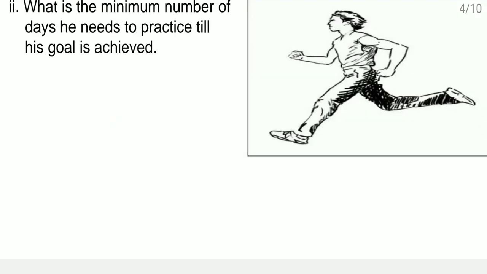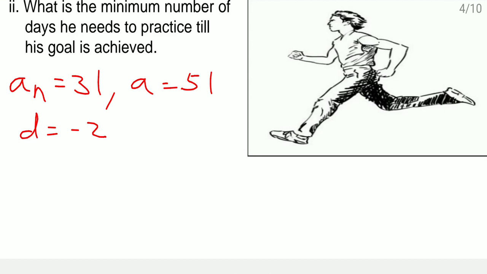Come to the second question. What is the minimum number of days he needs to practice till his goal is achieved? What is his goal? He wants to cover that distance in 31 seconds. That means the nth term is 31 seconds. Now we know the first term, which is 51 seconds. We know the common difference, which is minus 2. Remember, this negative sign is supposed to be there because time is getting reduced by 2 seconds each day. So as they are saying reduced, we'll write down the negative sign.